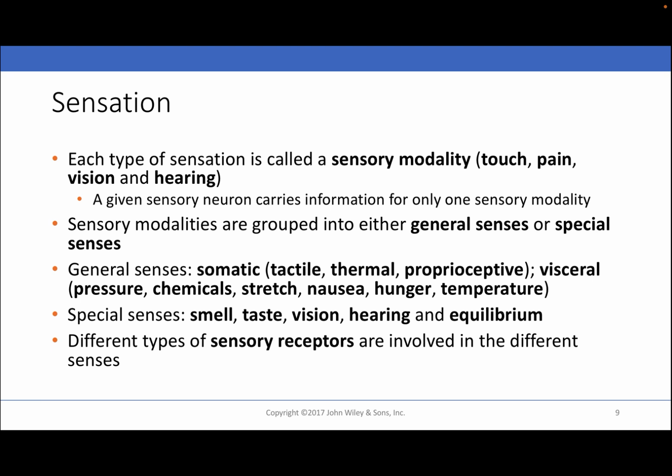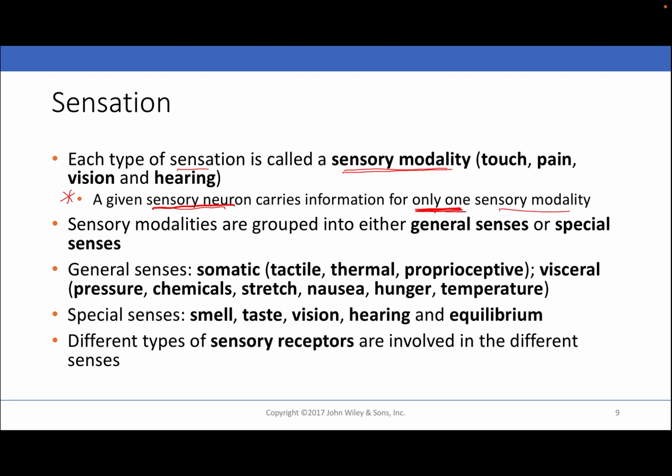Now, as far as sensation is concerned, we can break these down into a couple of different ways. But for starters, each type of sensation is going to be called a sensory modality. This can be touch, pain, vision, hearing, whatever the case may be. This is a sensory modality. And it's important to understand that a sensory neuron is going to carry information for only one sensory modality. This is a big deal, all right? You're not going to perceive smells or odorants with your eyeballs, with your photoreceptors. That'd be insane. It is a one-to-one. A sensory neuron is going to carry information for only one sensory modality.